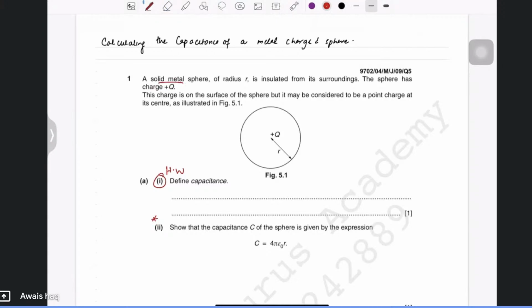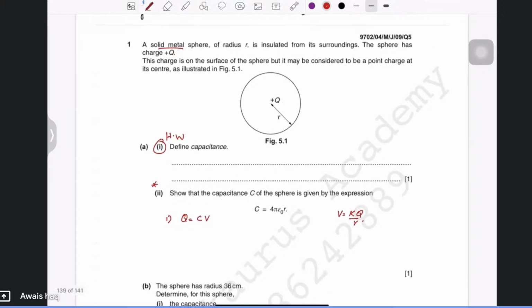So first of all, we're going to use the first equation. We're going to say Q is equal to CV, and then we also know that V is equal to kQ over R because of the electric field that we know, right? So I'm going to put this V right into this, and if I do that, it's going to be Q equals C times kQ over R. Q and Q will cancel out, and V will go there.